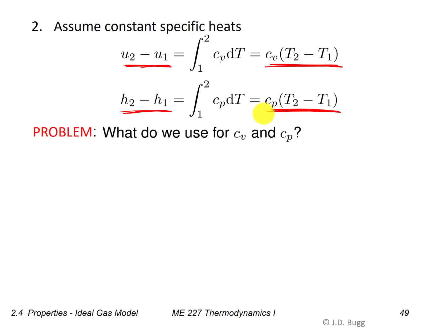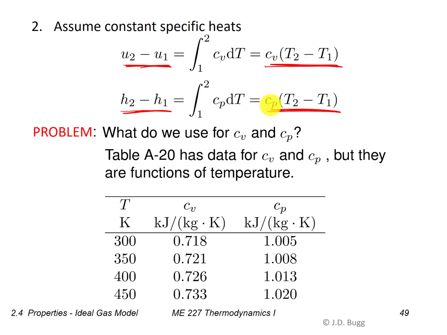So where do we get CV and CP in order to be able to do this calculation? That information comes from table A20 in your textbook. Table A20 shows CV and CP as a function of temperature, tabulated for air and a few other substances. So this actually allows us to see how strongly CV and CP depend on temperature. We can look at the variation with temperature in here, and we're going to plot that in a moment just to see how significant it is.